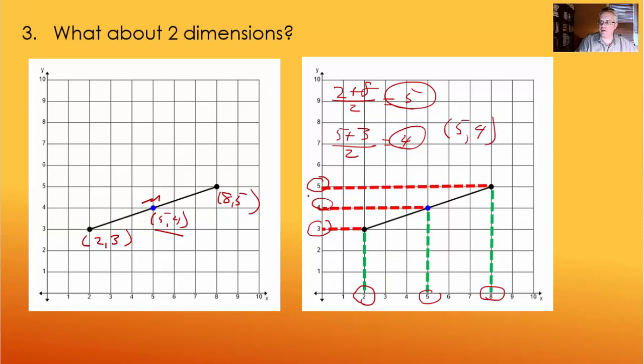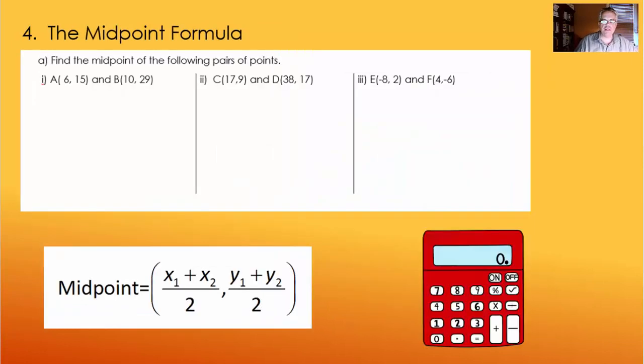So we get that the midpoint should be located at 5, 4, which is what we said it should be. All right, so what this diagram illustrates is that the x-coordinate of the midpoint is the average of the x-coordinates of the endpoints, and the y-coordinate is the average of the y-coordinates. All right, so that's what the midpoint formula says.